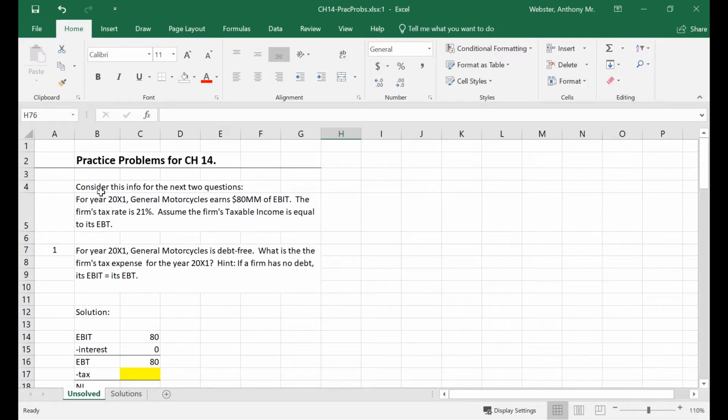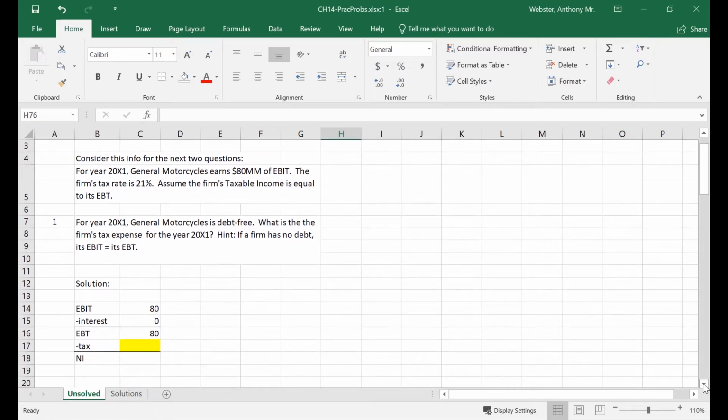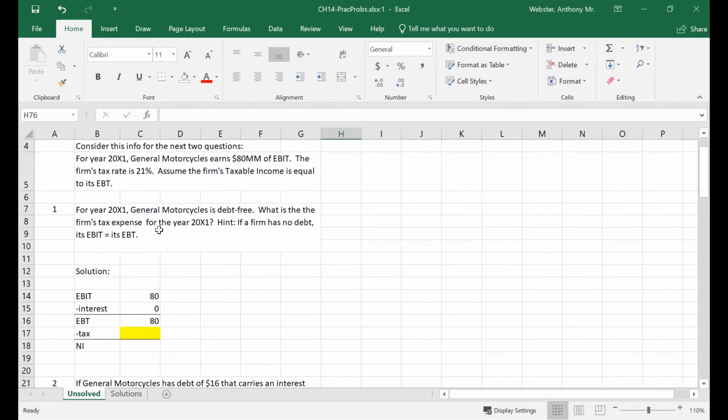So we've got here, consider this information for the next two questions. For 20x1, General Motorcycles earns 80 million of EBIT. So the income statement is partly completed for us. The firm's tax rate is 21%. Assume the firm's taxable income is equal to its EBT. So then we have these two questions regarding the firm. For 20x1, it's debt-free. Okay, good.